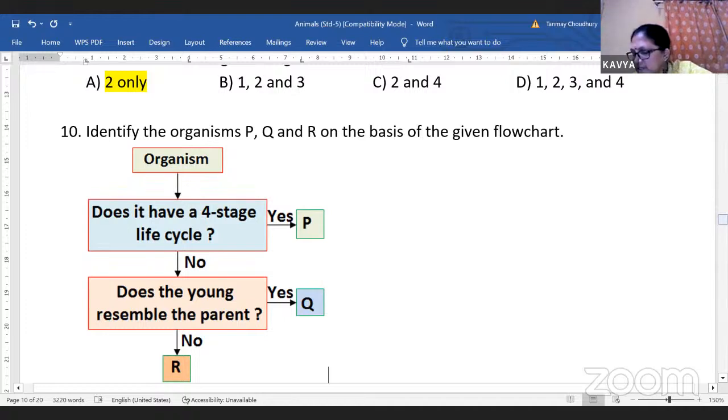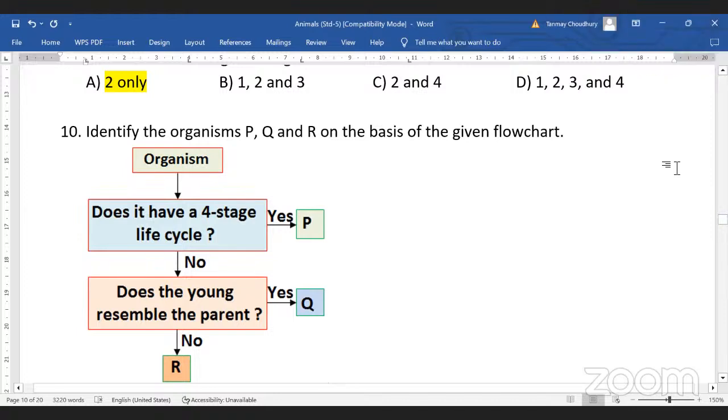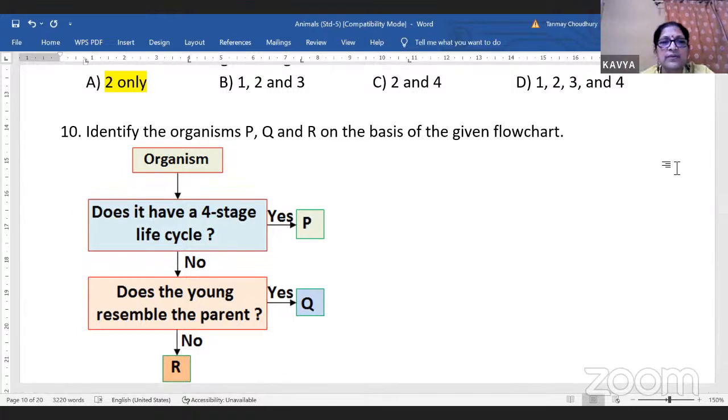Can you all see this, what I'm sharing? Can they see what I'm sharing? Because in the YouTube, I'm not able to see. Yes, ma'am. Okay. Because in the YouTube, it is paused.